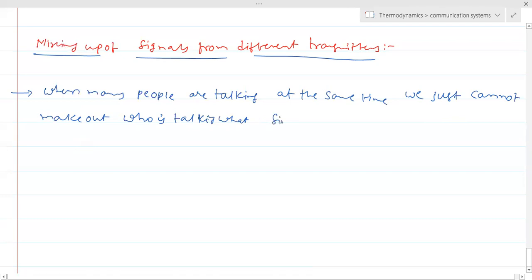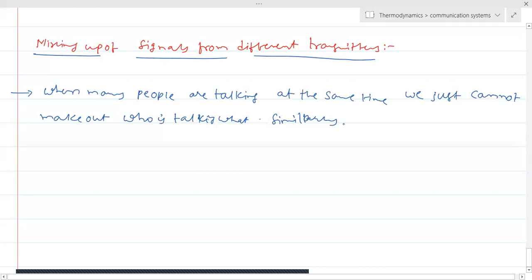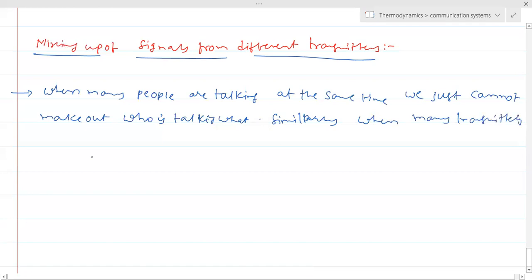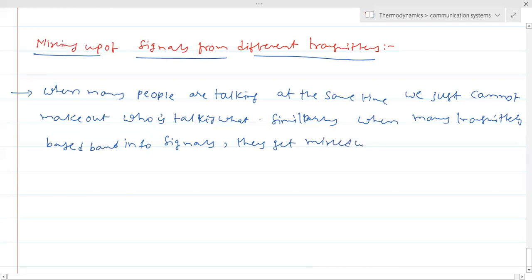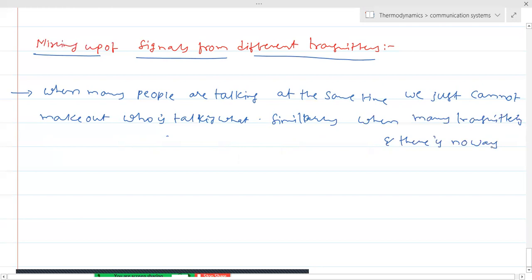అలాగే సిమిలర్లీ, when many transmitting baseband information signals, they get mixed up, and there is no way, we have no chance to distinguish between them.